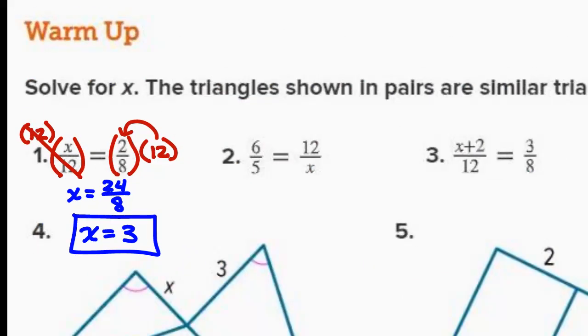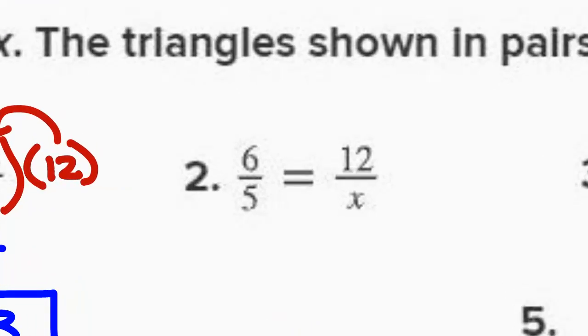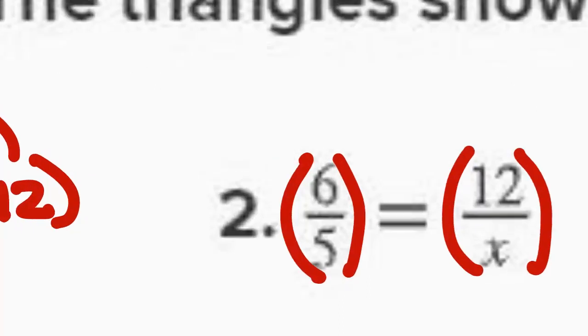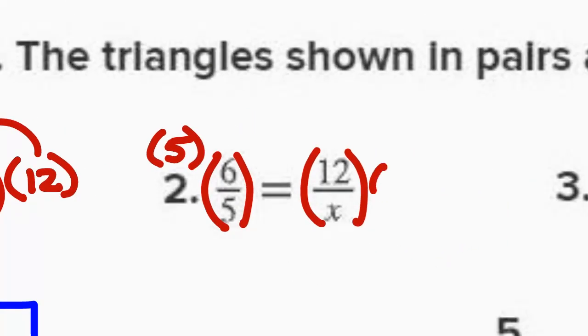What is the answer to number 2? 10. This time, because x is in the denominator, you have to multiply by both of the denominators, so you're going to have to do multiplication twice. It does not matter which denominator you decide to multiply by first.